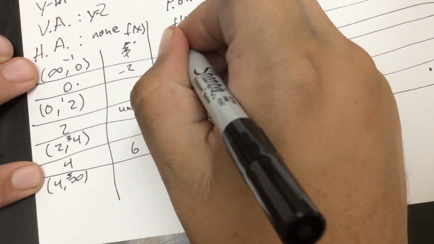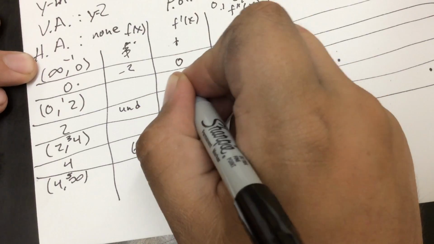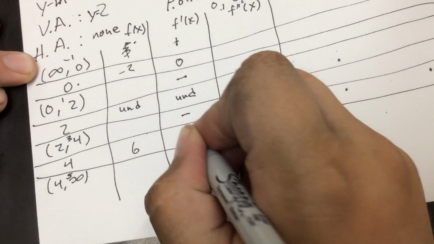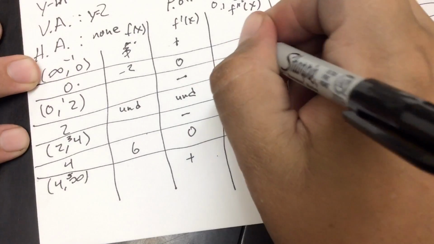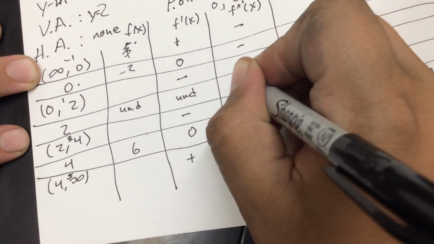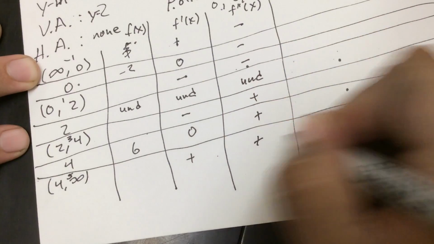So then I'm going, okay, we're plus, 0, negative, undefined, negative, 0, plus. And then for the second derivative, we are negative, negative, negative, undefined, plus, plus, plus.